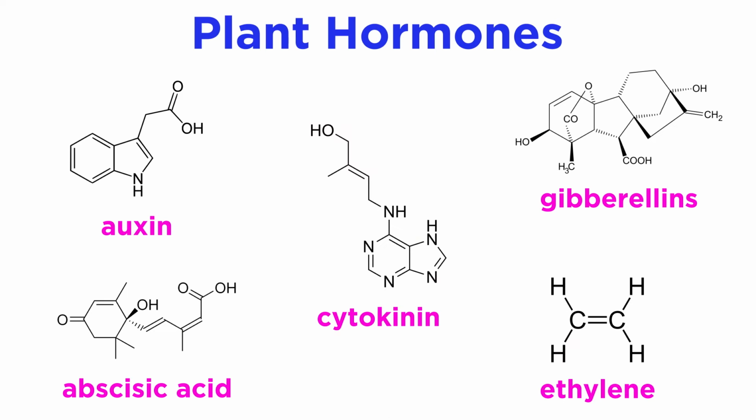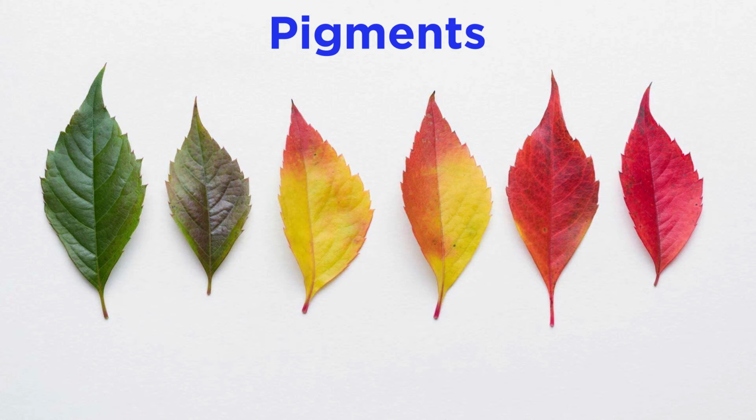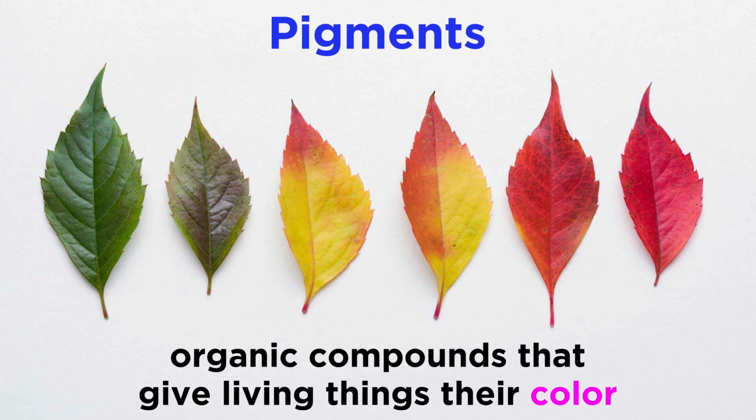We just learned about plant hormones, which means we are beginning to discuss specific chemicals that carry out important functions in plants. So let's look at some other plant chemicals called pigments. First, we should know what a pigment is. Pigments are organic compounds that give living things their color and may also serve some other sort of function. In plants, pigments give the leaves, flowers, and fruits their colors, but they're also responsible for things like food production. Let's go through the different types of plant pigments now.